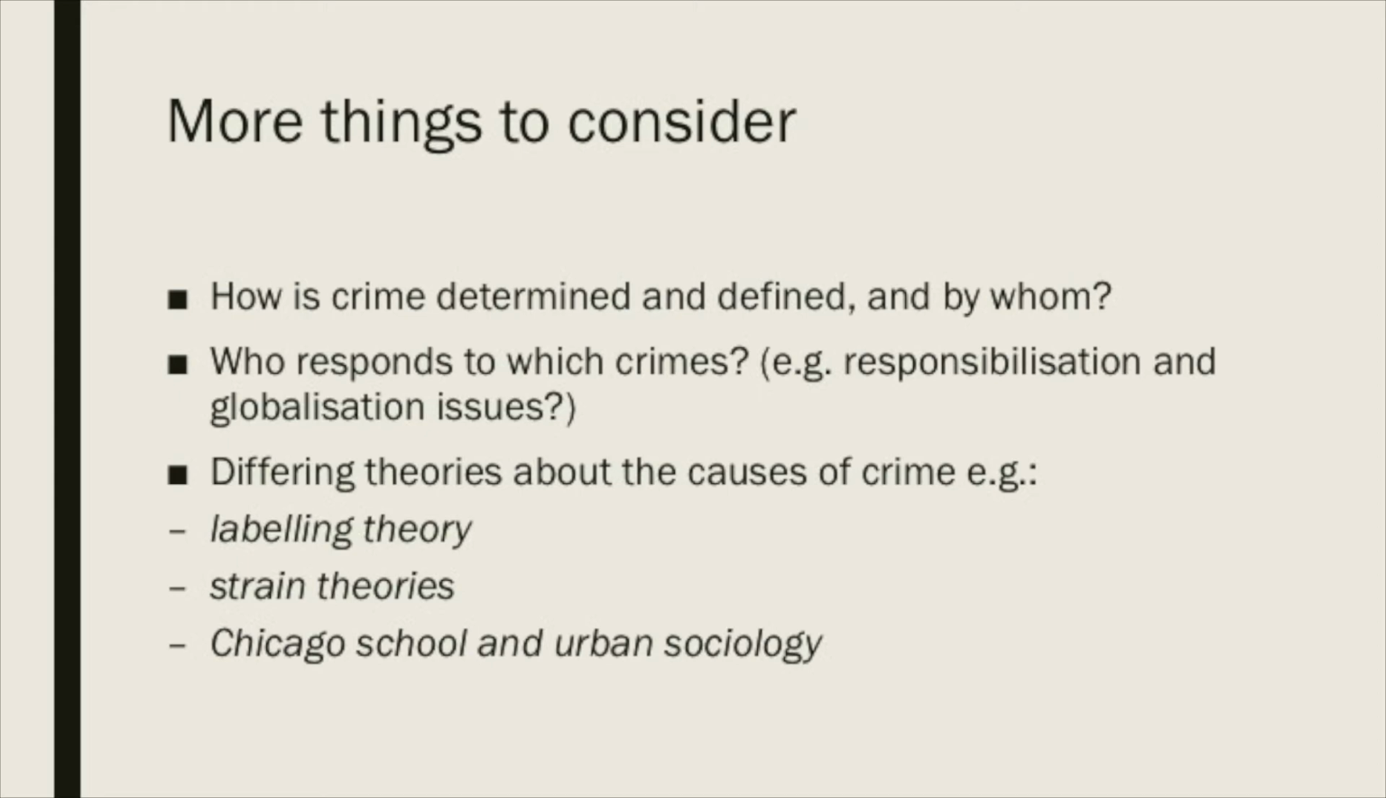Then you might want to think back to different theories about the causes of crime that you may have come across in other criminology units, such as labeling theory, strain theories, the Chicago School, and urban ecology and sociology, and those sorts of things. Now, this is important to think about because this is again getting at some of these underlying assumptions that inform our theories and thinking behind crime prevention, and in turn, our practices of crime prevention.